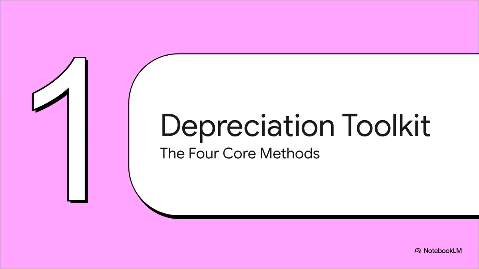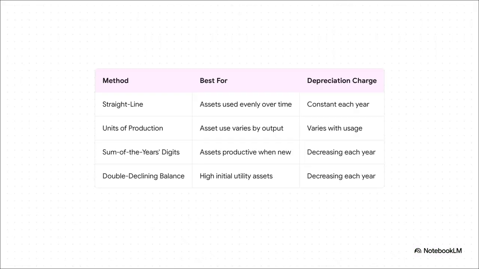So how exactly do we spread out that cost? Well, you've got options. Think of it like a toolkit. You wouldn't use a hammer to turn a screw, right? Same idea here. There are 4 core methods, and knowing which tool to use for which job is exactly what they'll test you on in the LECPA. So let's open up our toolkit. Here's a quick bird's eye view of our 4 main tools.